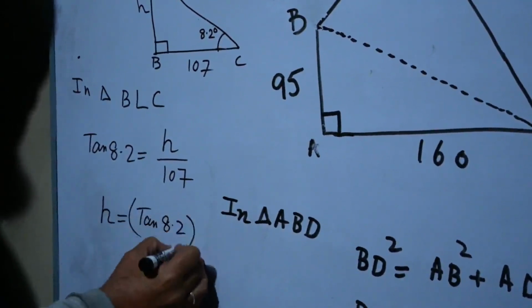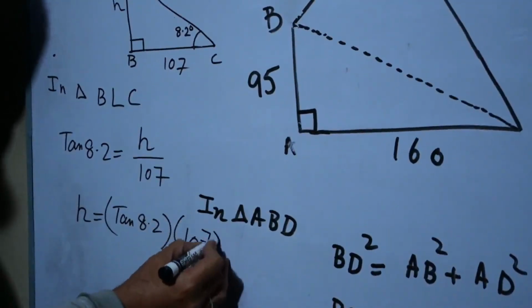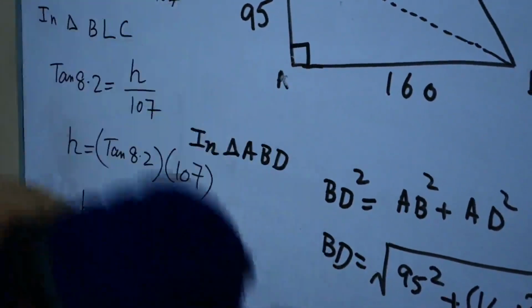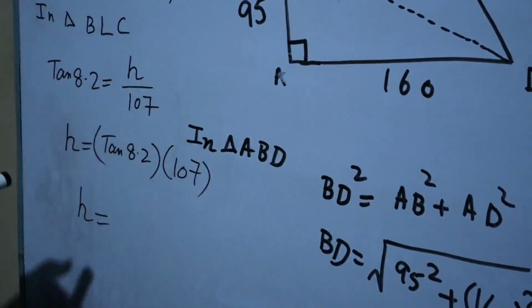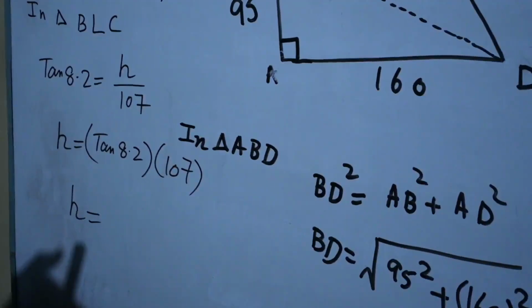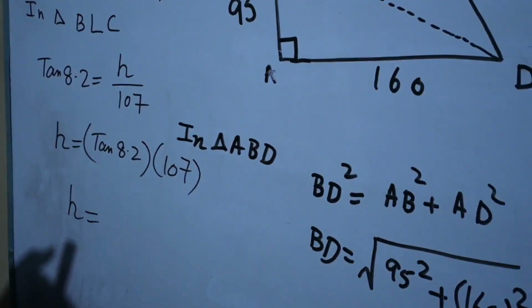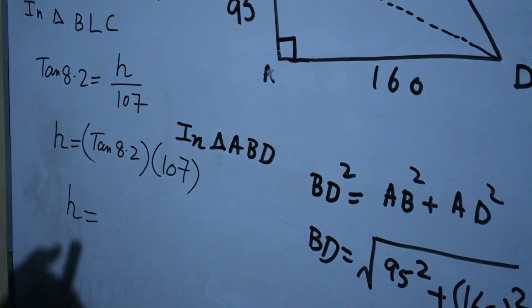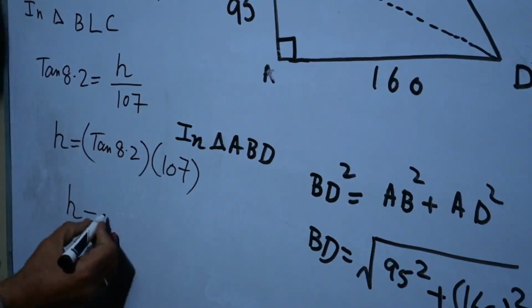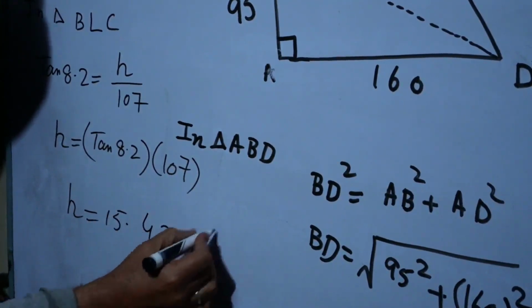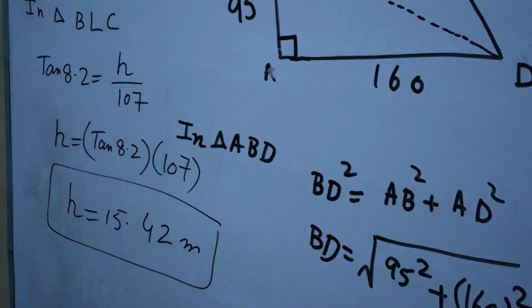So h is equal to tangent 8.2 times 107. So the height of the light comes out to be tangent 8.2 multiplied by 107, and it is 15.42 meters almost.